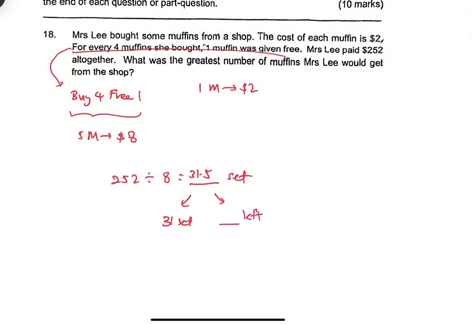So 31 sets. Let's figure out the 31 sets. There are 31 times 5 muffins, and that will give you $8 times 31 sets. So with this I have 155 muffins, and the total price will be 31 times 8, that will give you $248 spent, which now I know.